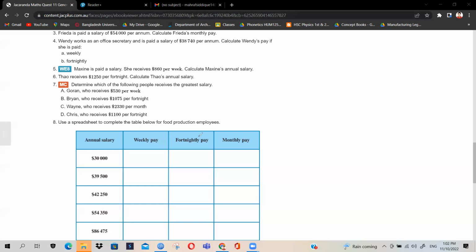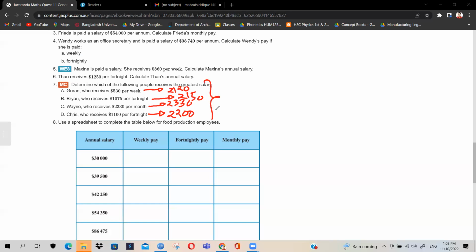In case of Chris, we will get 1100 multiplied by 2, that is 2200. In case of Wayne, it's already 2330. In case of Brian, it will be 2150. And in case of Goran, it will be 530 times 4, that is 2120. Based on that, you can compare them.